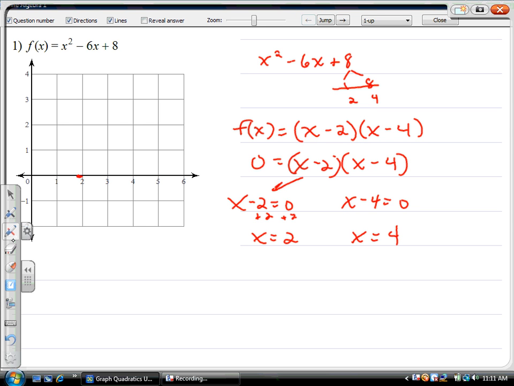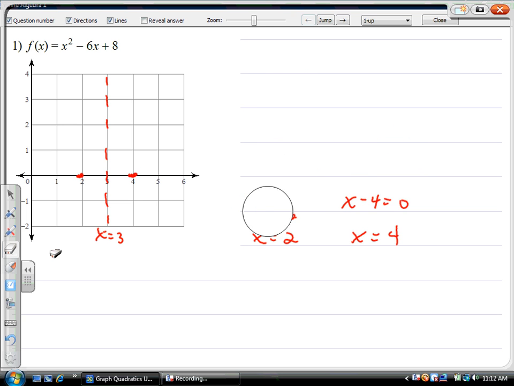So I'll plot those two x-intercepts. Now what we need to realize is that our axis of symmetry is going to be directly in the middle of our two points on any horizontal line. So on our x-intercepts, we have 3 directly in the middle. So right away we know where our axis of symmetry is going to be, and that's where x is equal to 3. Okay, so what we can do is start working with that.